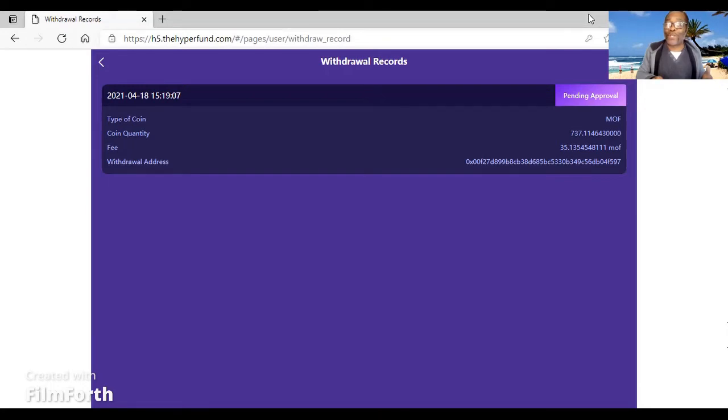Fingers crossed. Hi guys and girls, this is Sab Obi again. Yesterday I started demonstrating how you can withdraw HyperFund Global Reward and how you can convert the MOF and transfer it to the exchange, and then you can do whatever you want to do with it, like to use it to buy USDT or Bitcoin.